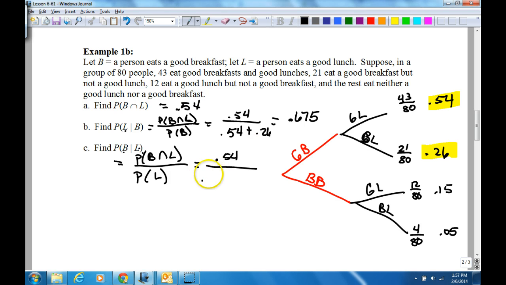0.54 and 0.15. Okay, so then that should be 0.782, and I checked my work, that's right. Thanks for bearing with me.